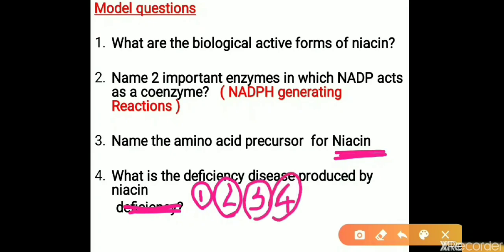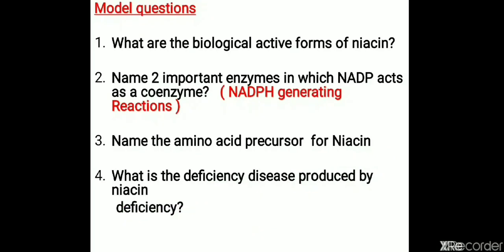So these are the different causes of pellagra. So that's all regarding vitamin B3.